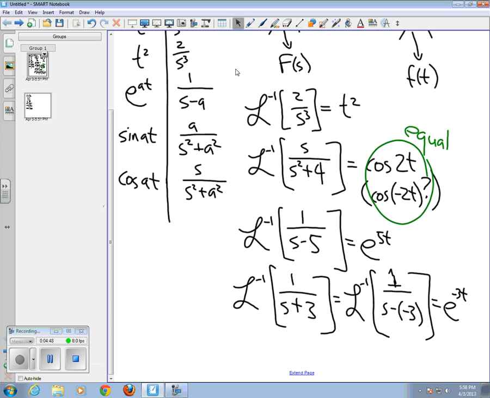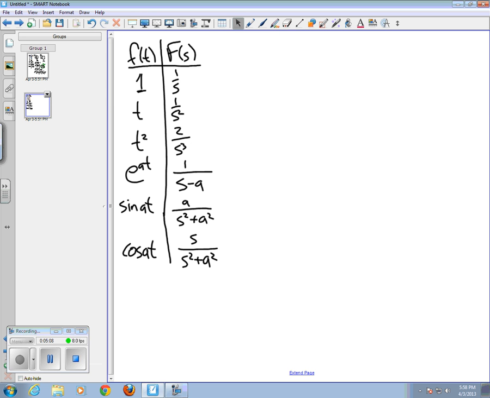Okay, so that's the general idea of how the Laplace transform, or the inverse Laplace transform works using the table. But of course, the functions we've been working with here are not terribly complicated. So let's look at what we do in a situation where things are just a little bit more complicated. On this next page, I've reproduced the same table.